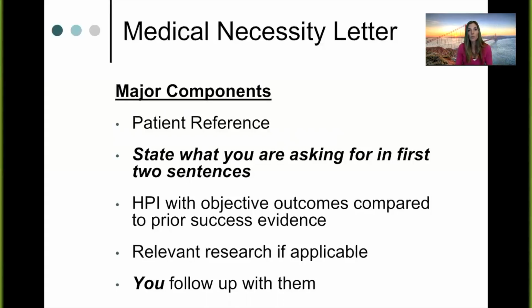We have provided you with a sample of a well-written medical necessity letter. You should have that with you. Take a look at that. I think at this point, you have everything you need to create this piece and for the assignment.